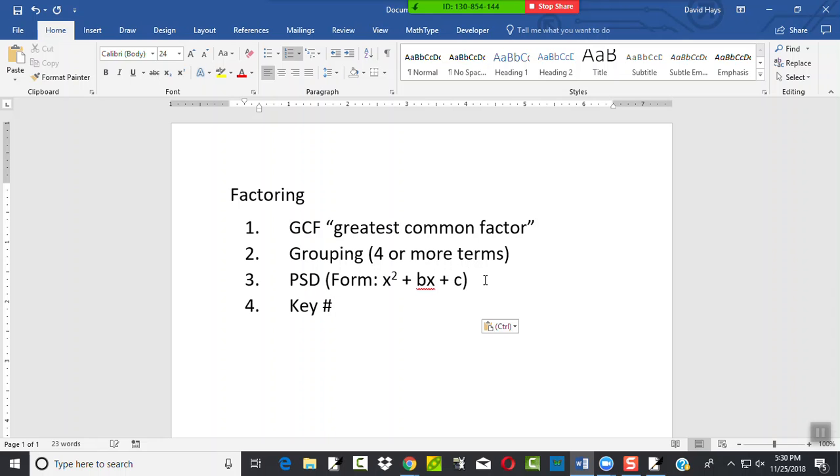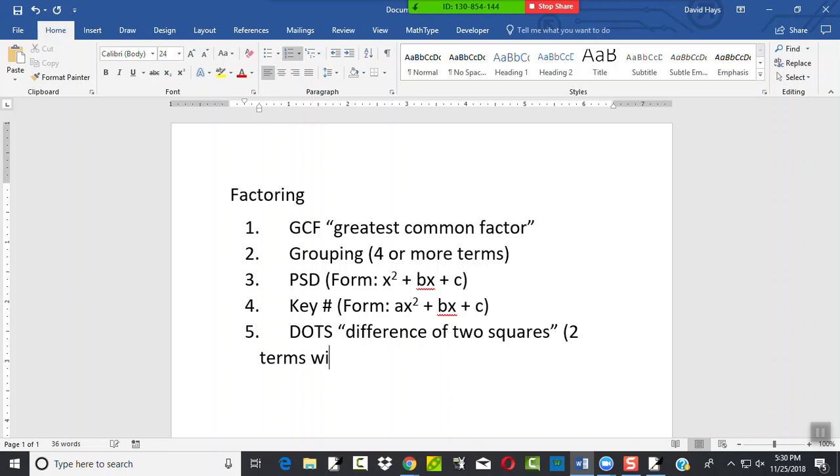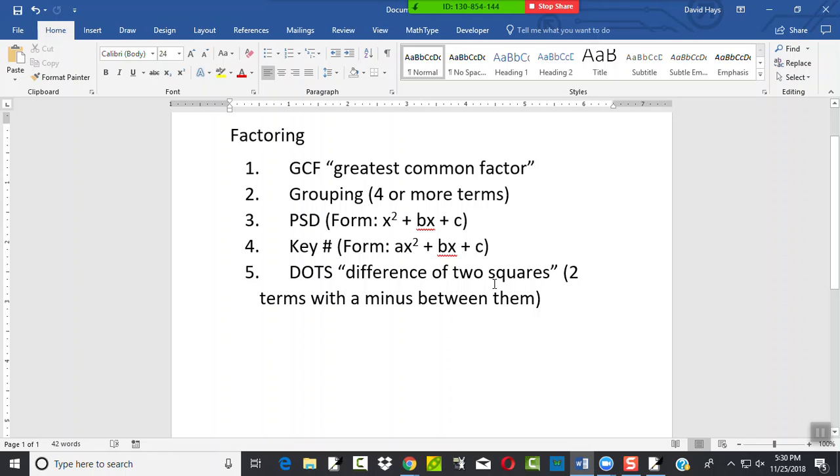Then we have the key number. When you got the form ax squared plus bx plus c. And then the dots, which is difference of 2 squares. This is when you got 2 terms with a minus between them. These are your 5 main factoring techniques you'll run across in algebra. There's a couple more, the sum and difference of 2 cubes you can read about in the book and see an example of it. But you really don't see them that often in problems. These are the main ones you run across.